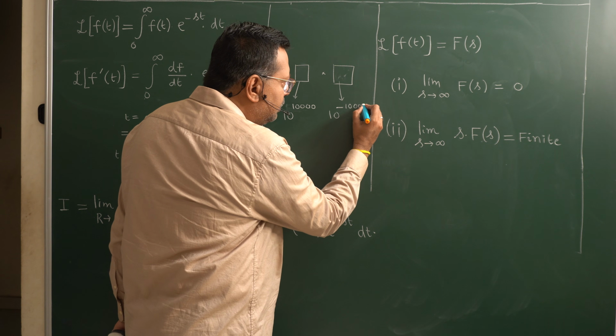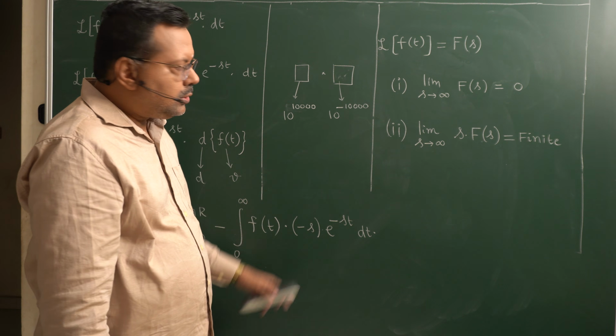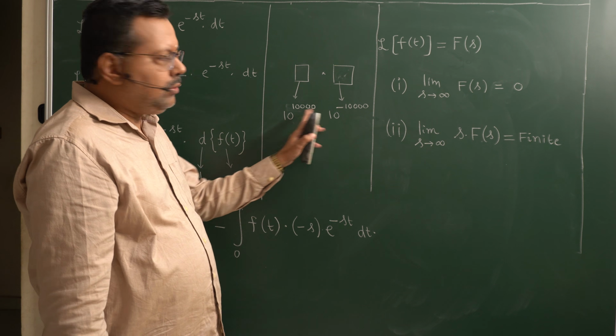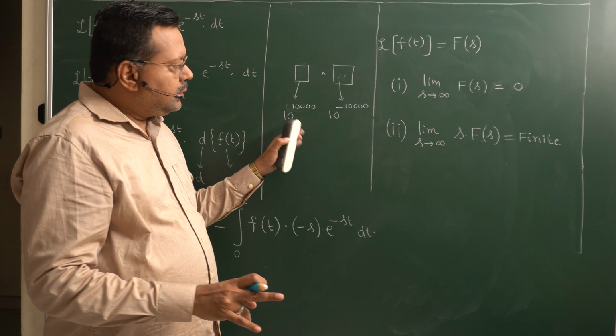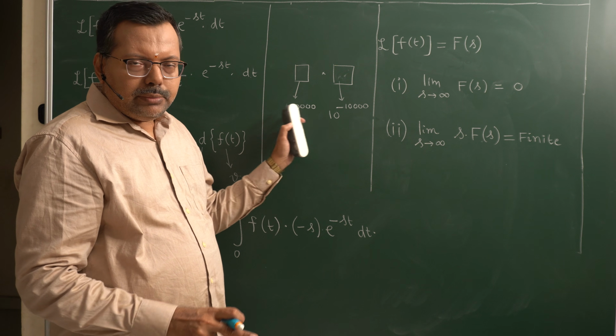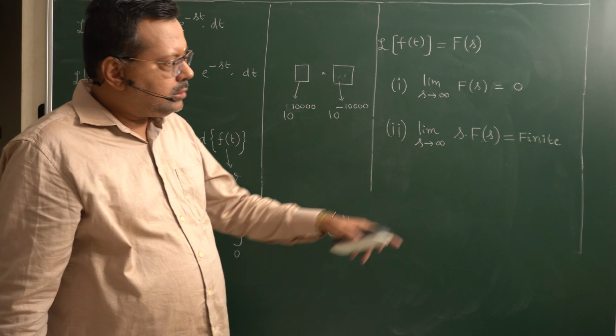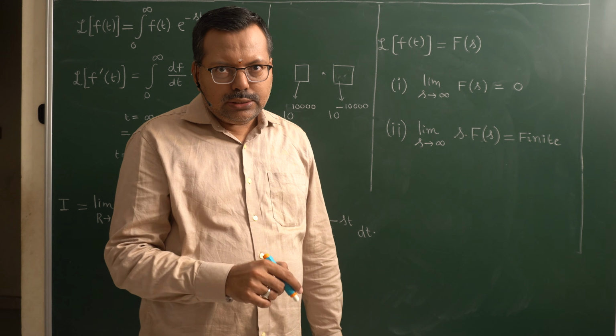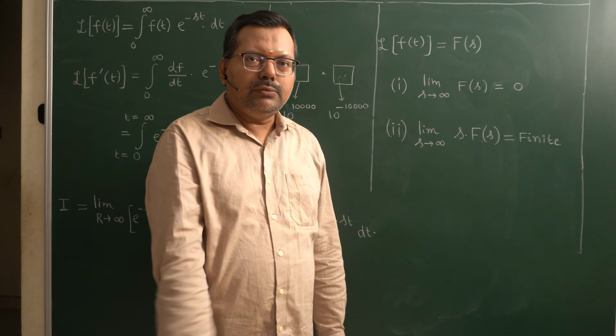Therefore, this fellow also will approach 0. So as r grows, this fellow will approach 0. They may not be equal, but the multiplication factor will give you a finite value, which is not necessarily 0, and not necessarily infinity.